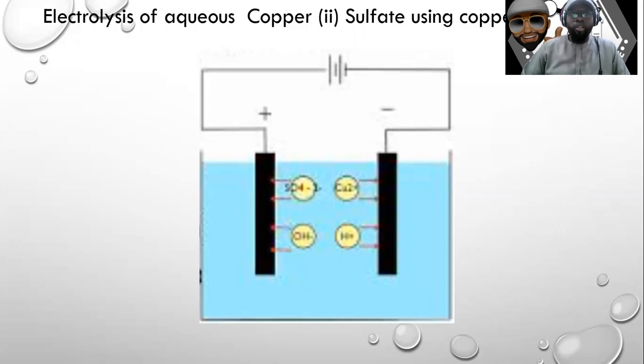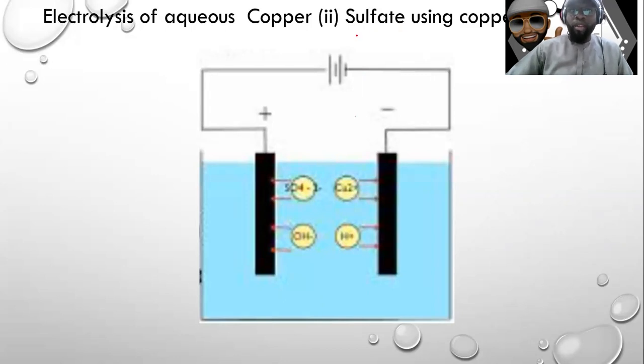Today we'll be looking at electrolysis of aqueous copper 2 sulfate using copper electrodes. The first thing to be considered in this electrolysis process are the ions present in this electrolysis.